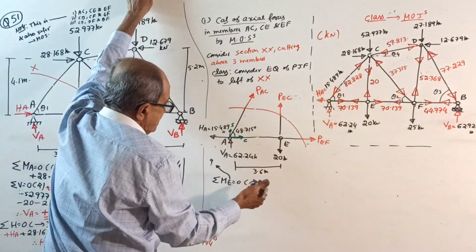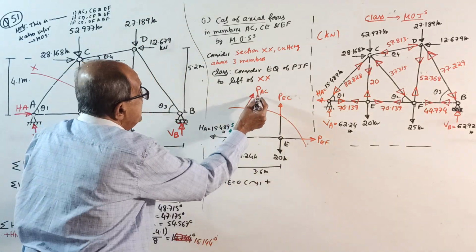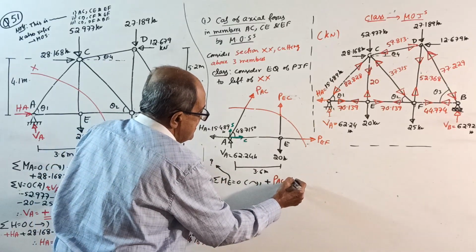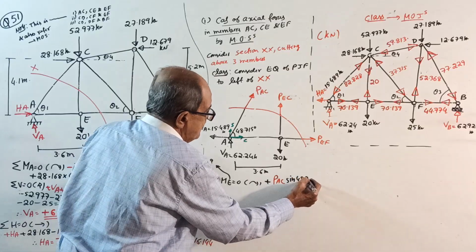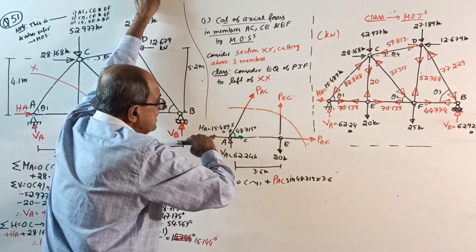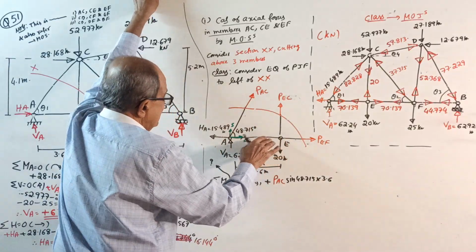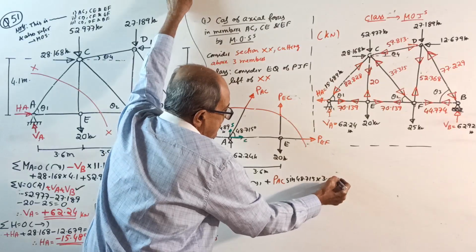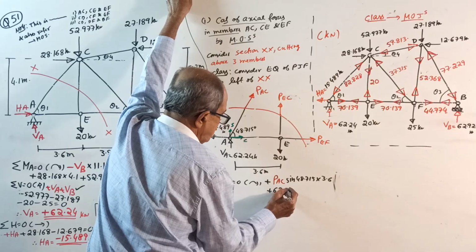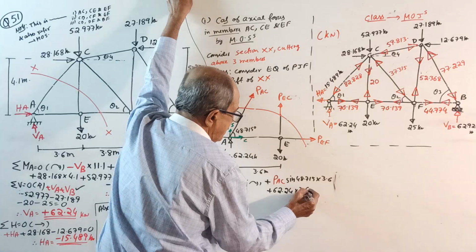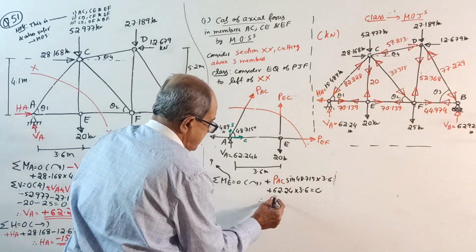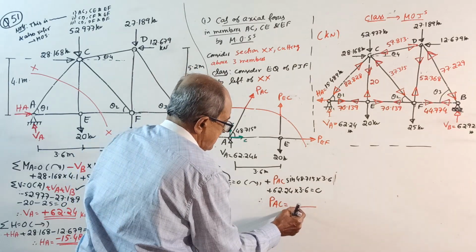Now you can write very easily, moment about E. This vertical component: plus PAC sine 48.715 multiplied by 3.6, and horizontal component into 0. Then plus 62.24 into 3.6 equal to 0. Therefore, you get the value of PAC.